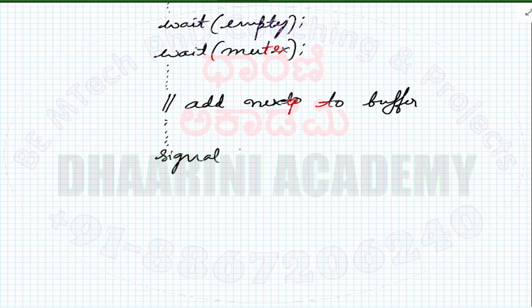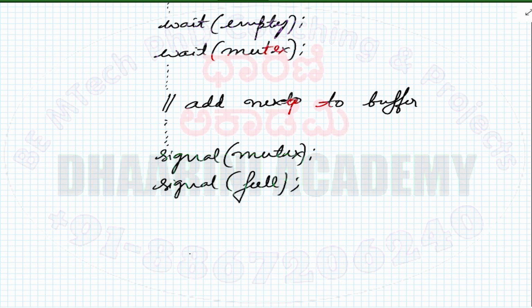Okay, signal, first you perform the mutex. Mutex is responsible for accessing the buffer, and then you go with the full. So this is signal full. You are incrementing that because, right, that's how it is done. So now let us try to close, and this is while true.